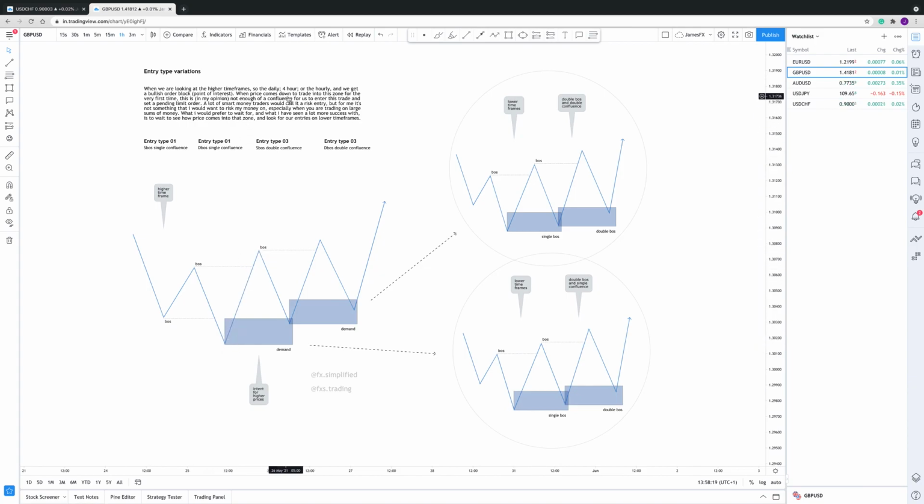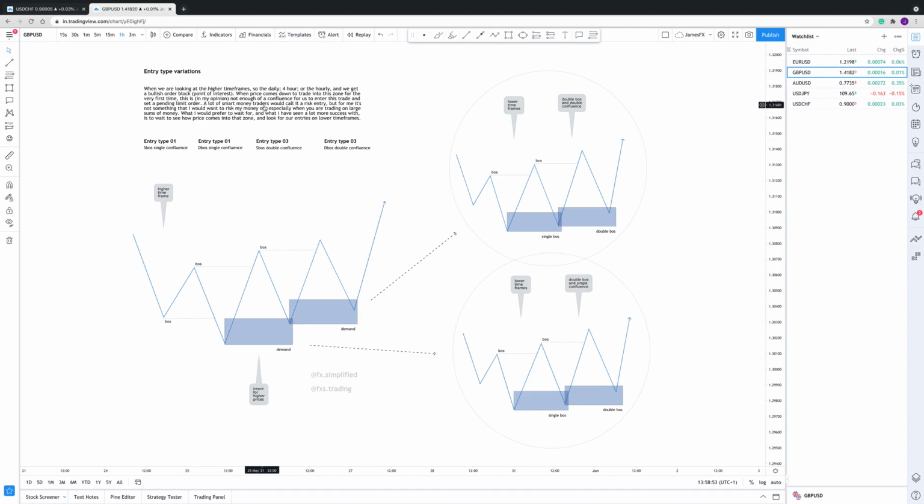So when price comes down to trade into this zone for the very first time, this is, in my opinion, not enough of a confluence for us to enter this trade and set a pending limit order. So once price comes in, this is not enough of a confluence for me to be looking at this to go long. I would rather wait for price to come in and see how price is delivered, and then look for our entry confirmations on a lower time frame.